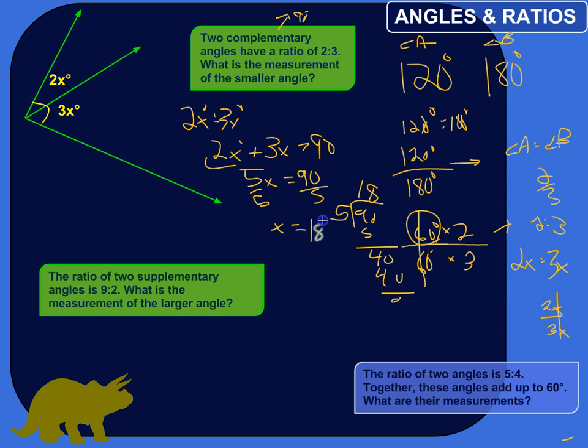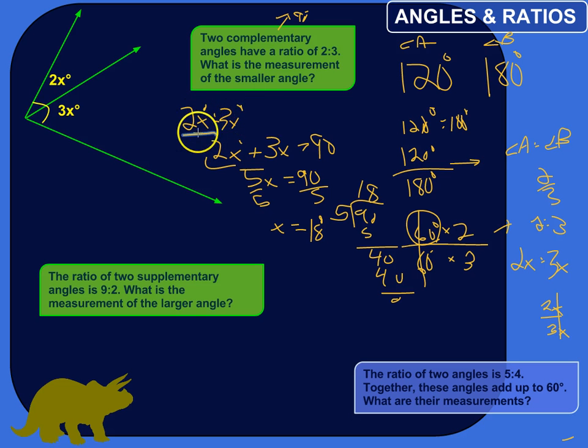x is 18 degrees. Now the question is, what is the measurement of the smaller angle? The measurement of the smaller angle is not 18 degrees. That's just what x is. The smaller angle is which of these two? Is it 2x degrees or 3x degrees? Well, this is the ratio, so the 2x degrees will be the smaller angle.